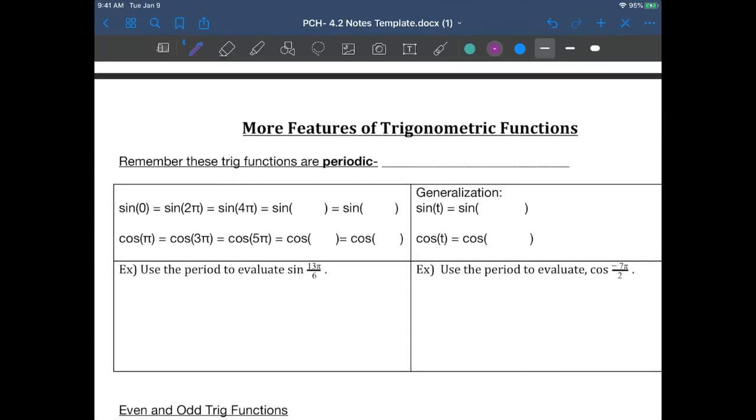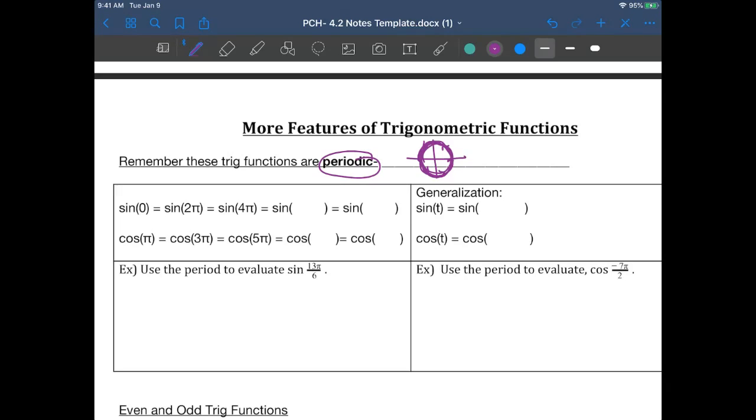Some more features about trig functions. So we need to remember that trig functions are periodic, so they just continue on and on. If you think about your circle, it can just keep opening up wider and wider with more and more rotations over and over again. We're going to end up in the same places on our unit circle, no matter where, as we keep going around and around.